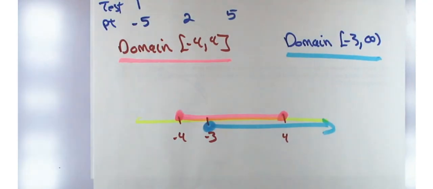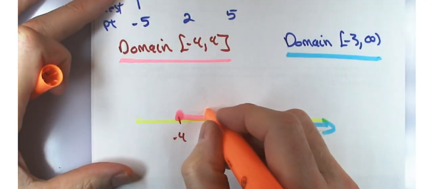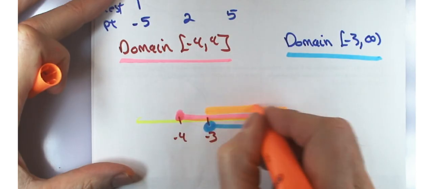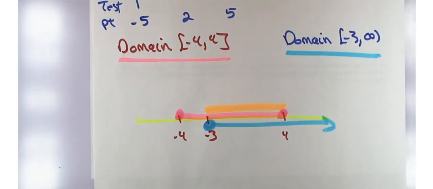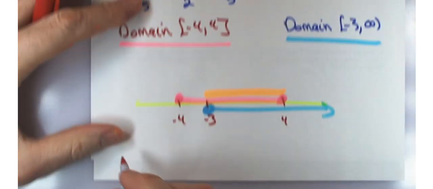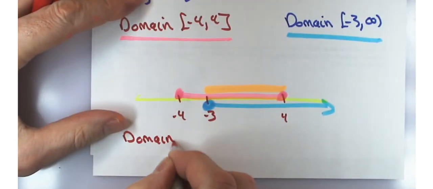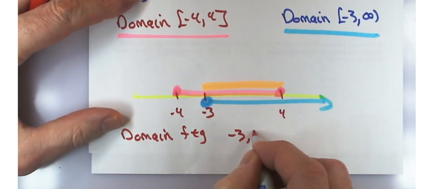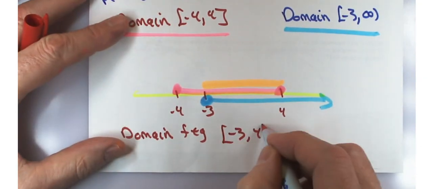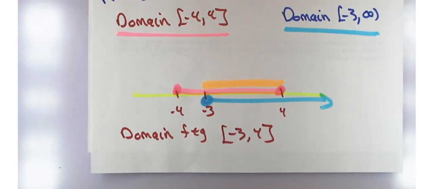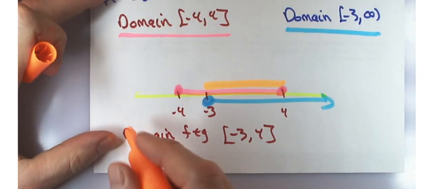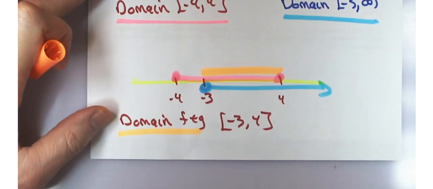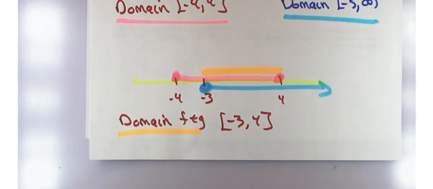-3, 4. So the overlap right here, that's your new domain. The domain of f plus g is -3 to 4. It's where they overlap, and that's kind of in the orange. Now the nice thing about your graphing calculator or Desmos, if you put those two functions together, you would only see it graphed here to here, because that's the only place where it exists.